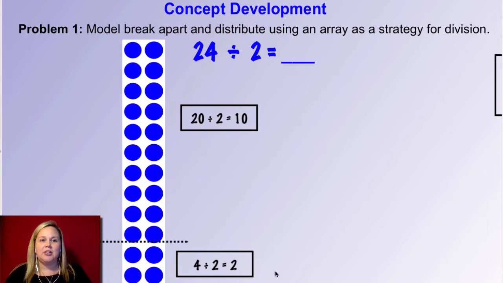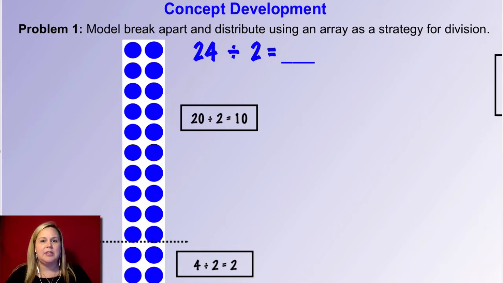So in this top part up here, how many 2's are above this part of the line? So in this top section, how many 2's are in this array? Yeah, 10 2's because there's 10 rows. Now, how many are down here below the line? How many 2's are below the line? Yeah, 2 2's. 1, 2.